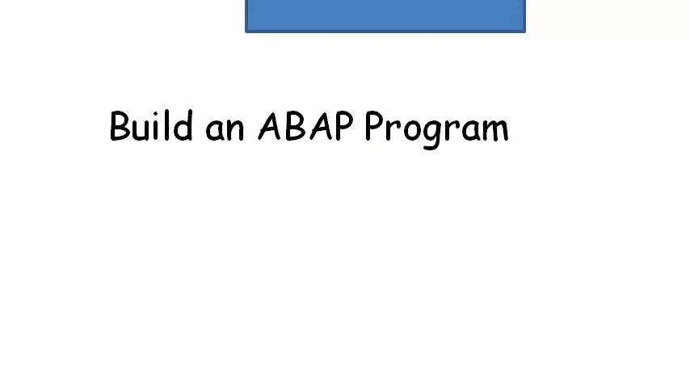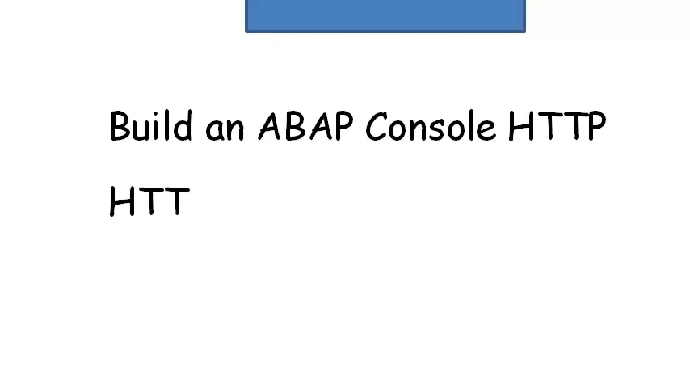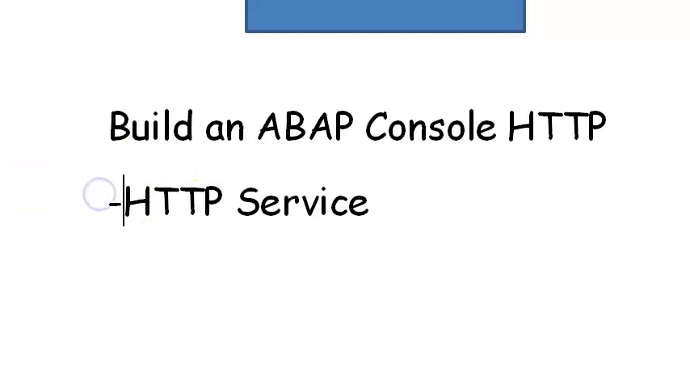Which actually basically it will be an ABAP console object. So this ABAP console object that we're going to do, we are going to expose that ABAP console object to the HTTP. In general, we can create an HTTP service also. So we'll create an HTTP service. Now first, let's create the HTTP service.